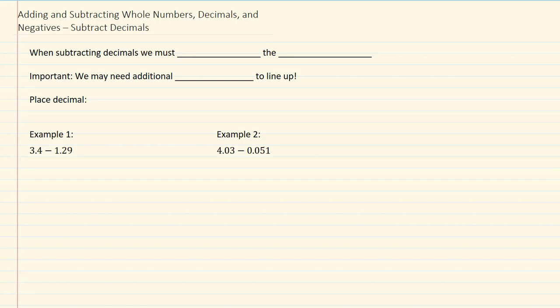Adding and subtracting whole numbers, decimals, and negatives. Subtract decimals. When subtracting decimals, we must line up the place values. Important, we may need additional zeros in order to line up. To place a decimal, we're going to bring it straight down.